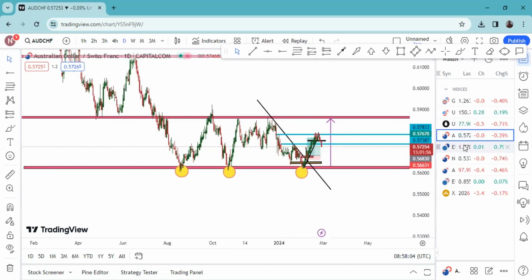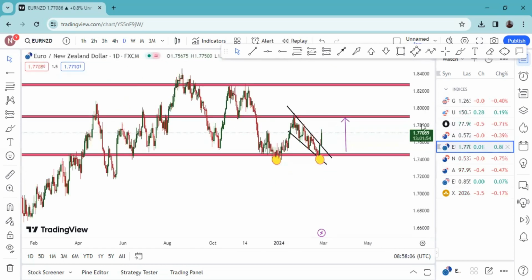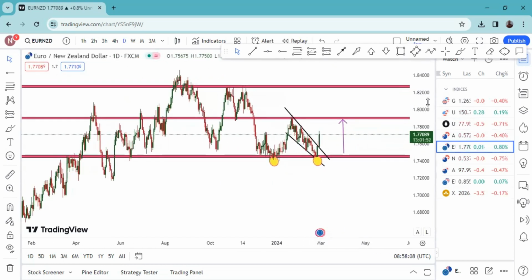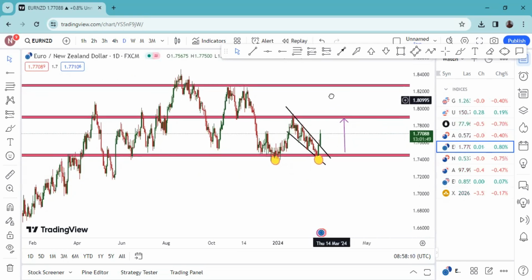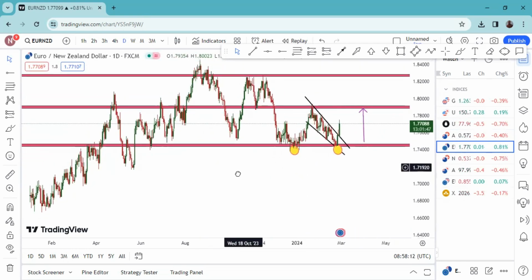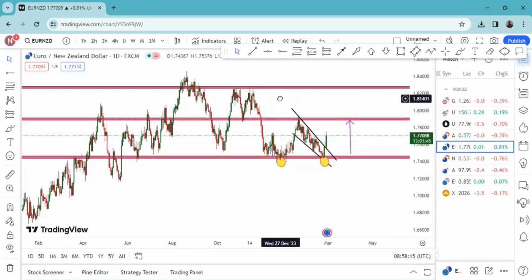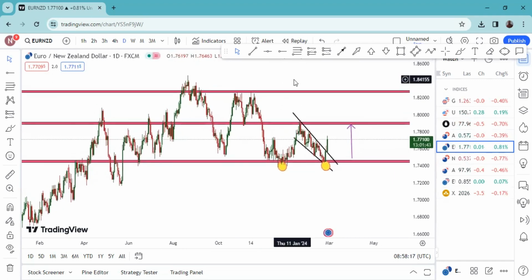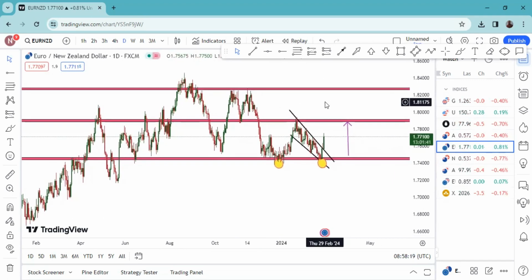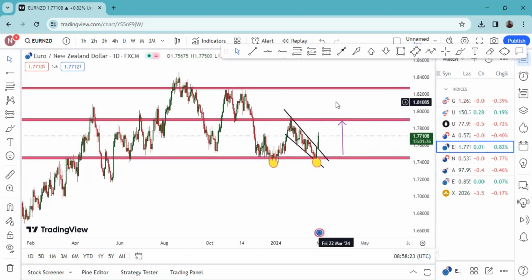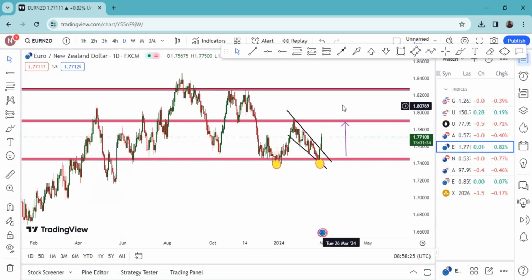Then there are a few more pairs I also wanted to analyze. I see some good opportunities. So I want to share them with you also so that you can add to your confluences for this week or this month or the few days remaining. I can see this pair can be of good help.